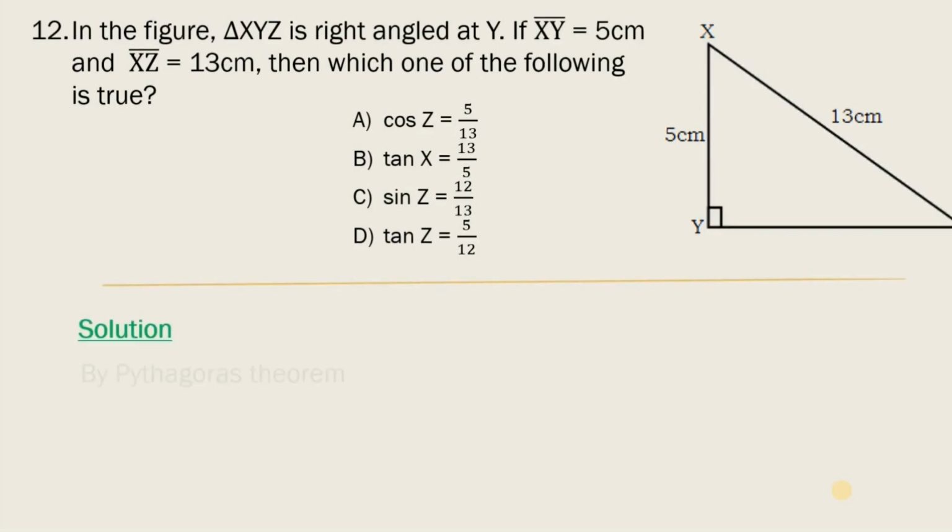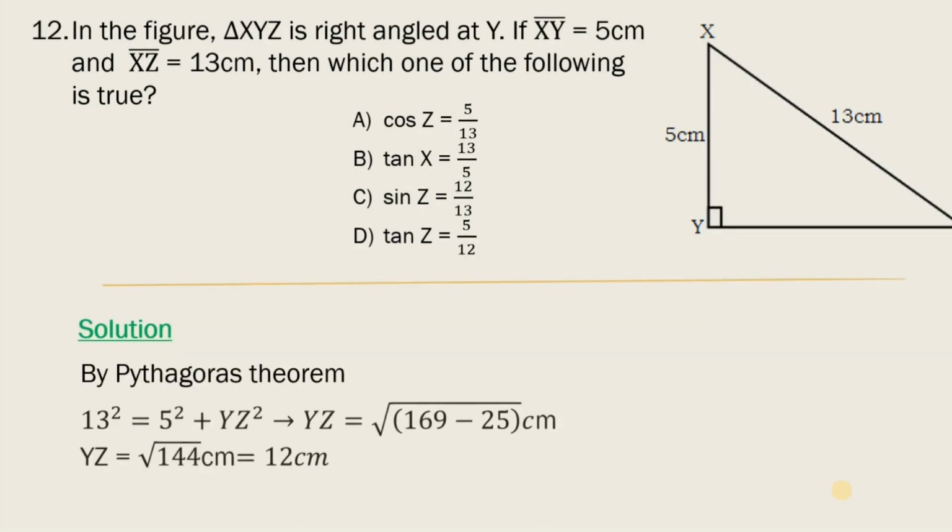Here's the solution. By Pythagoras' theorem, 13 squared equals 5 squared plus YZ squared, which means that YZ is equal to the square root of 169 minus 25. So YZ is equal to the square root of 144, or 12 centimetres. So that's this length here. This is 12 centimetres.